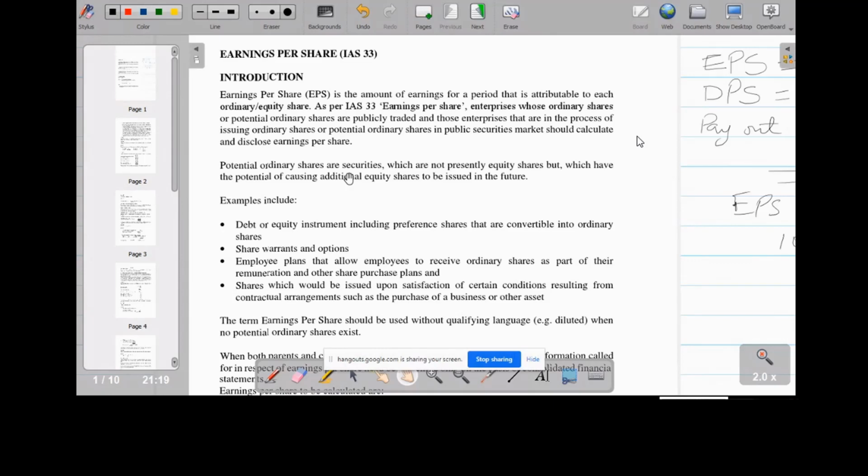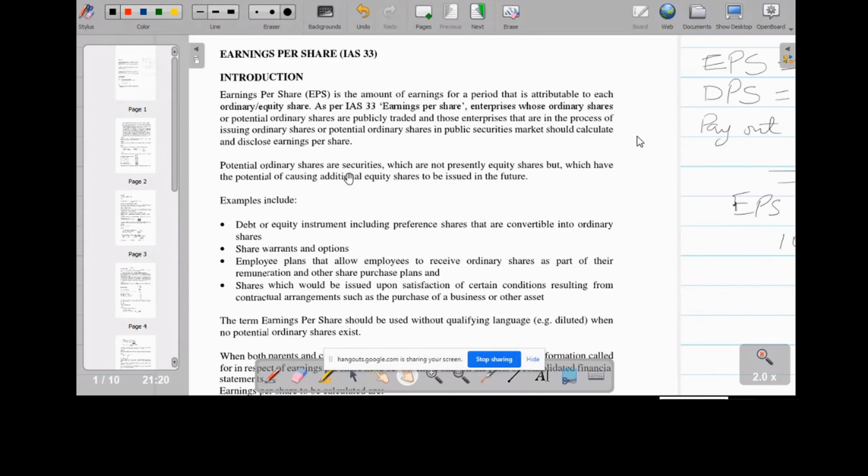Then we have what we call the employee plans, and from your financial management, again, because of the conflict, sometimes employees will be given the option of having shares so that they have that ownership of the organization. So these shares, if they are given to the employees, then in future they will also increase the number of outstanding ordinary shares.